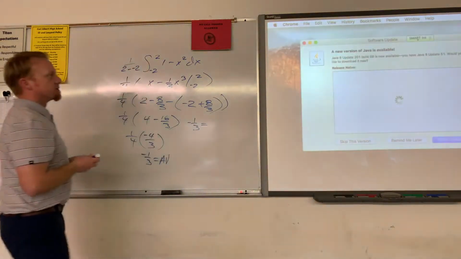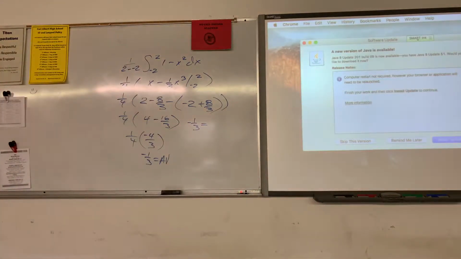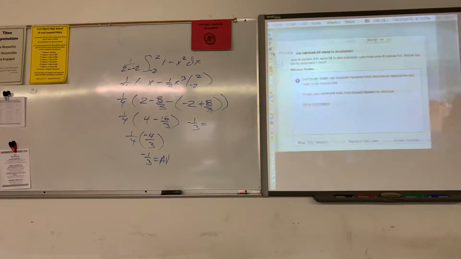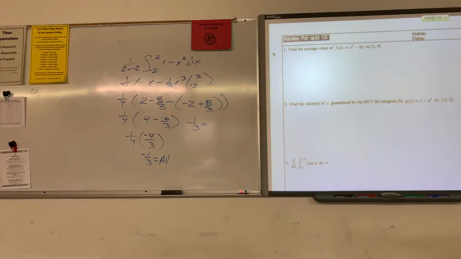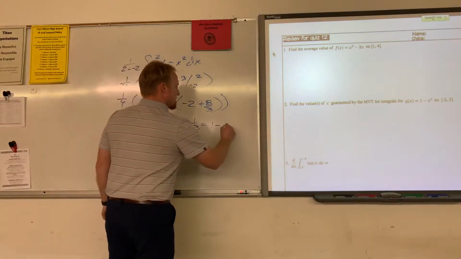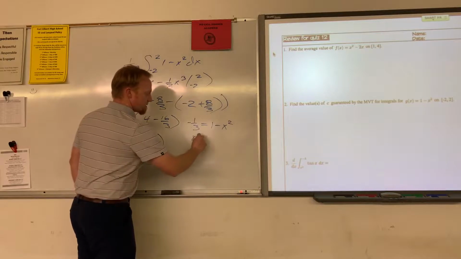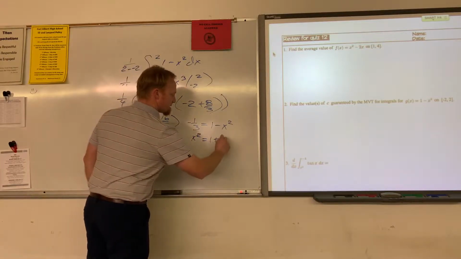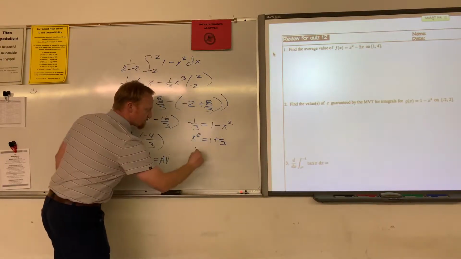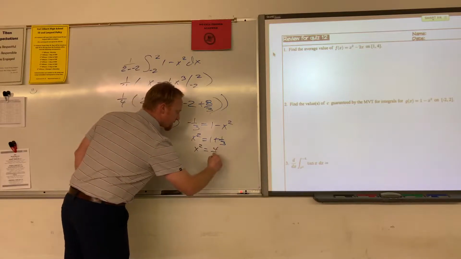and set it equal to my function. So my function is 1 minus x squared. And I need to solve for x squared. So I'm going to switch these two. So x squared equals 1 plus 1/3. 1 plus 1/3 is 4/3.